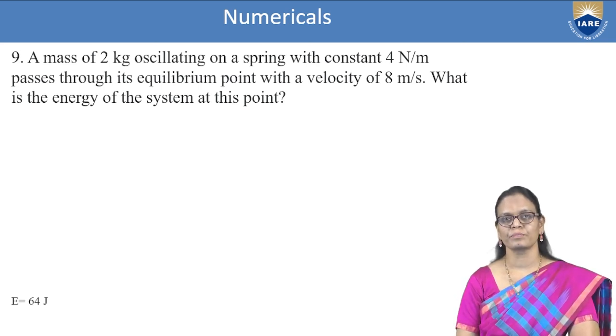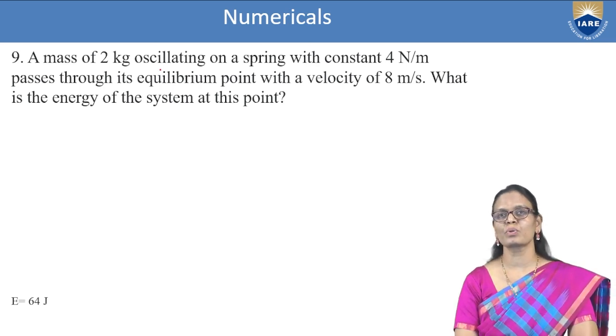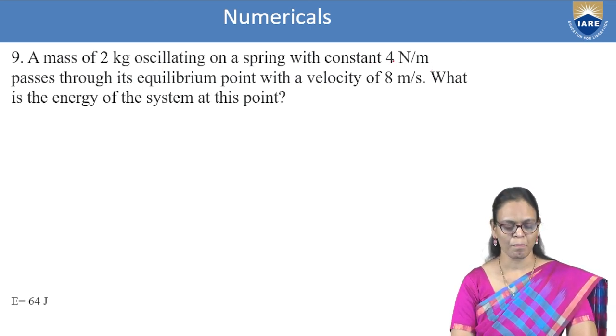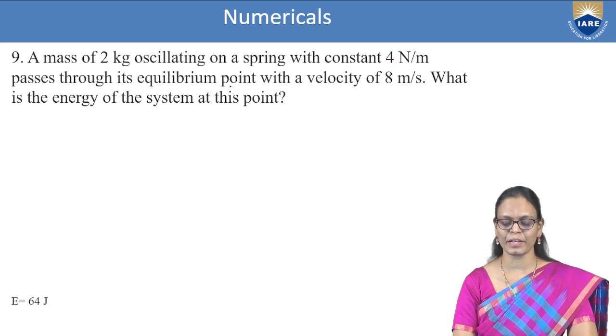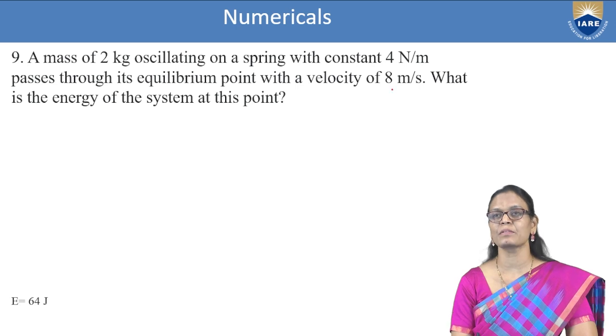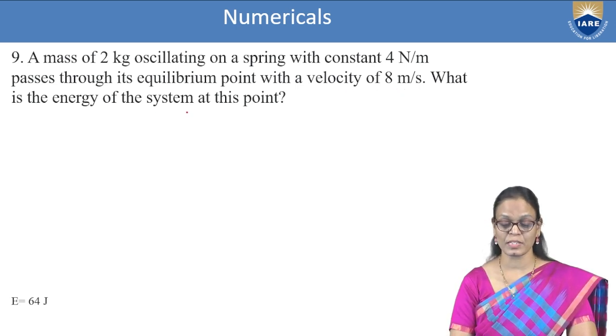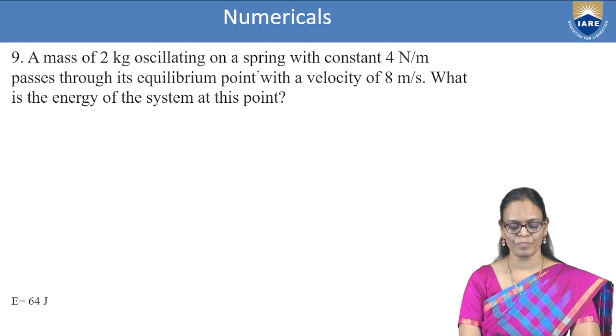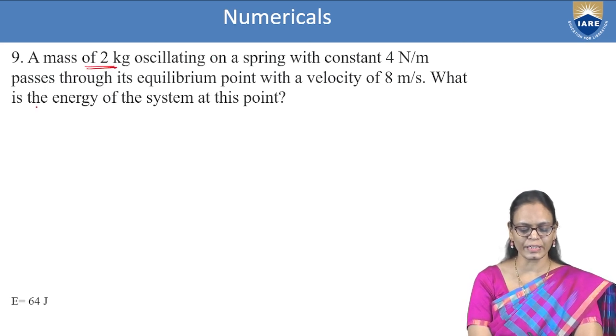Now the next one. A mass of 2 kg oscillating on a spring with constant 4 Newton per meter passes through its equilibrium point with a velocity of 8 meter per second. What is the energy of the system at this point? Here again we need to understand. So we are talking about a spring whose mass is 2 kg. We'll write the data first.